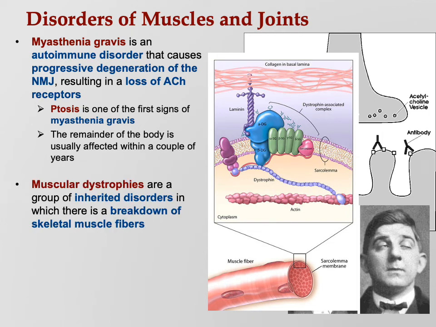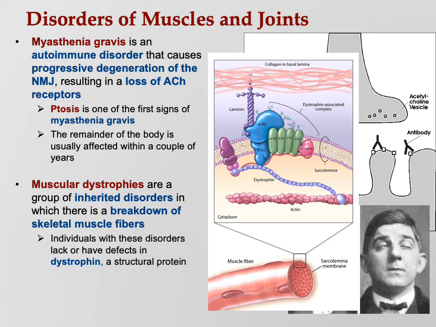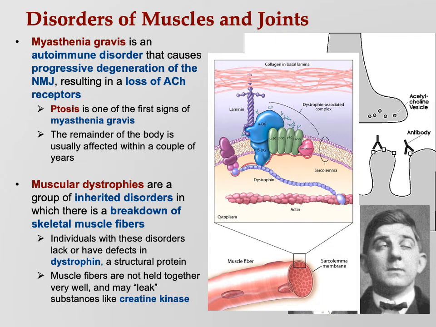And then finally here, muscular dystrophies, a group of inherited disorders in which there's a breakdown of skeletal muscle fibers. There are lots of different muscular dystrophies. I think the most common is Duchenne's dystrophy. Individuals with these disorders have defects in dystrophin, a structural protein. Remember, I mentioned this before, along with myomesin and titin. Dystrophin is one that sort of holds the whole muscle together. And so muscle fibers not held together well may leak substances like creatine kinase, and so eventually you just get severe muscle weakness. That's what the muscular dystrophies are. Okay?